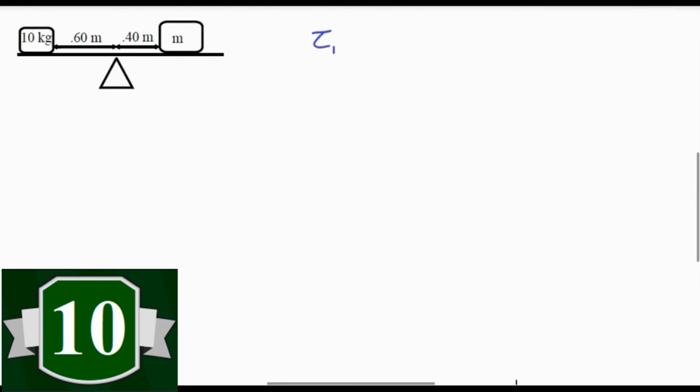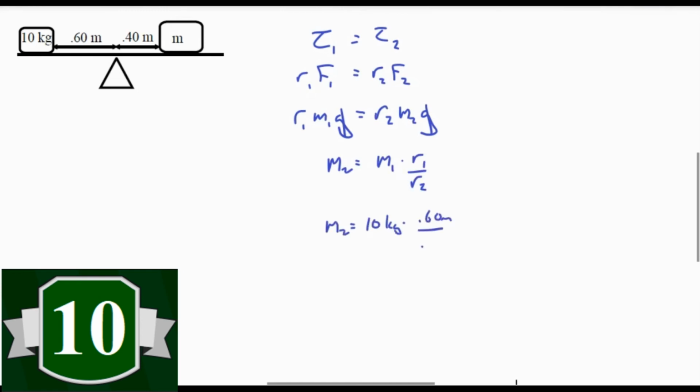Pretty simple. Set the torques equal to each other. Torque is R times the perpendicular force, so R1F1 equals R2F2. The forces are mg, cancel the g's, that's handy, this will work on any planet, and then solve, plug in, and you're good. 15 kilograms is your answer.